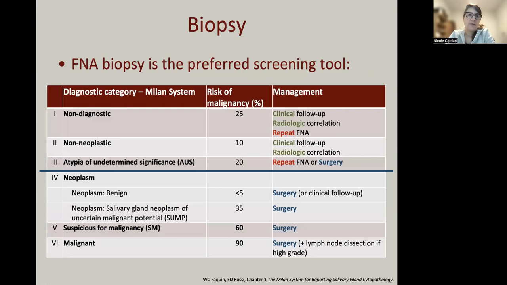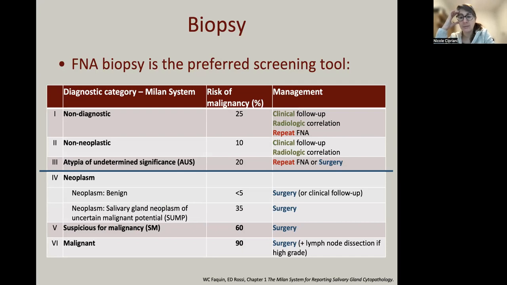For a salivary mass that is new, that is growing, that is not a stone, for example, right? FNA biopsy is going to be the preferred screening tool. And so just like we talked about last week with thyroid, there are discrete diagnostic categories on salivary FNA that are sometimes used by cytopathologists to report the risk of malignancy. This is the quote unquote Milan system.